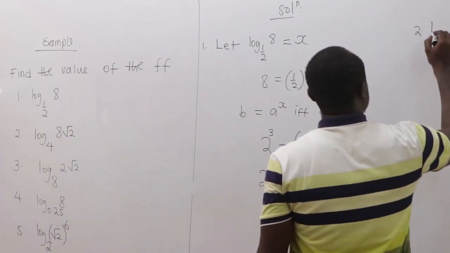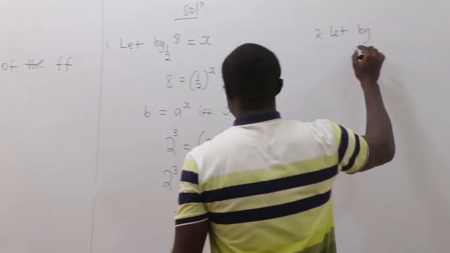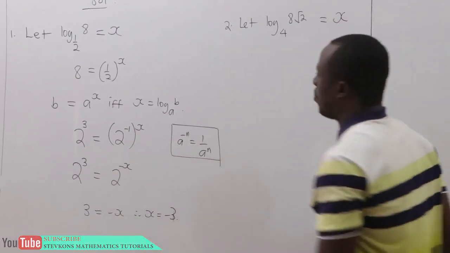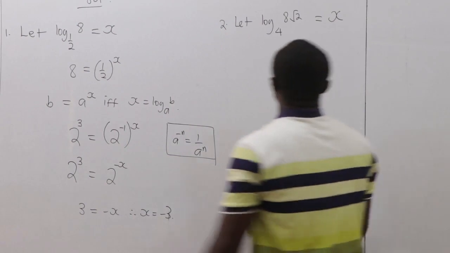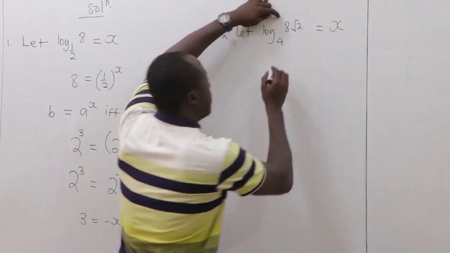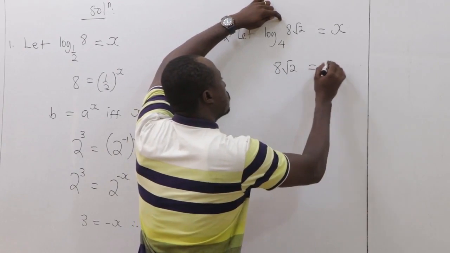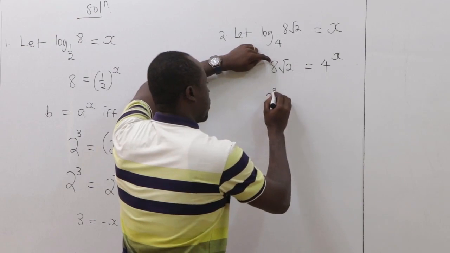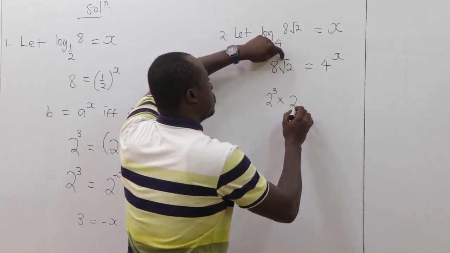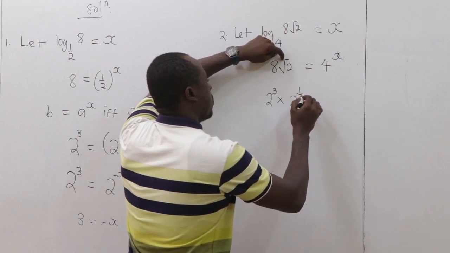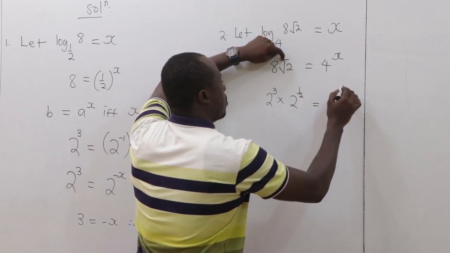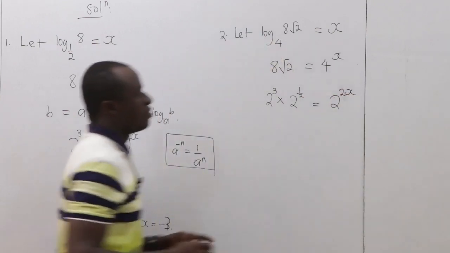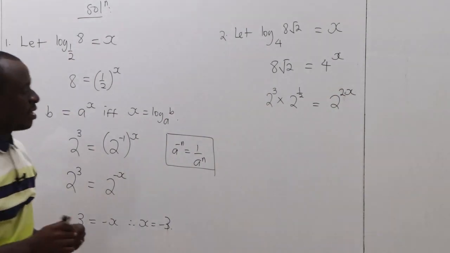Our second question, you can say that that is log base 4 of 8 root 2 should be equal to x. Now, from our definition of logarithm, clearly 8 root 2 is equal to 4 to the power x. Now, this is the same as 2 to the power 3 times, now, root 2 is the same as 2 to the power 1 over 2. That is 4 is the same as 2 to the power 2, so you have 2 to the power 2x.